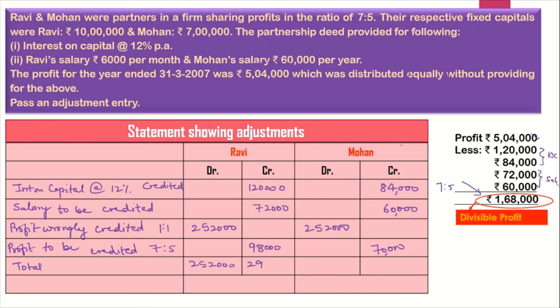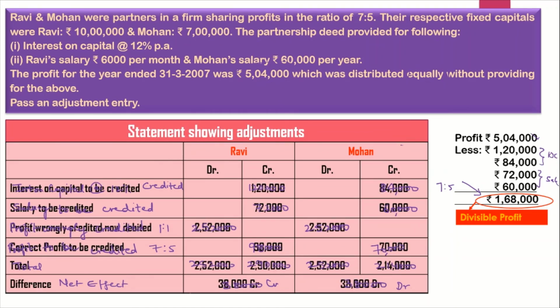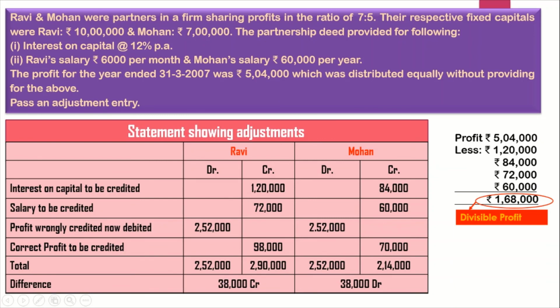It is 2,90,000. Here also 2,52,000, and I have 2,14,000 here. And finally, I'm going to find out my net effect by taking the difference, which comes to 38,000 in both the cases. Now if this side credit is more, I'll write credit here, and if this side debit is more, I'll write debit here. So you can see here the final thing.